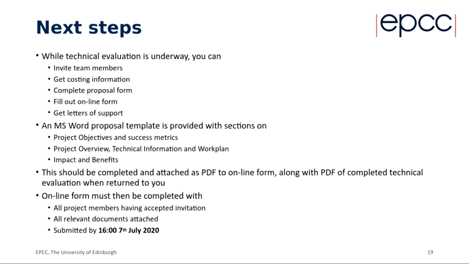For the actual proposal template, which should also be added along with the completed technical evaluation when you submit, there are sections on project objectives and success metrics. Also, you should give a project overview and any technical information and a work plan, and also describe the impact and benefits. There's more information in the guidance about this. This should all be completed and attached as PDFs. The system will only accept PDFs of everything, along with the technical evaluation and so on. And then that all must be submitted and in by the 7th of July.